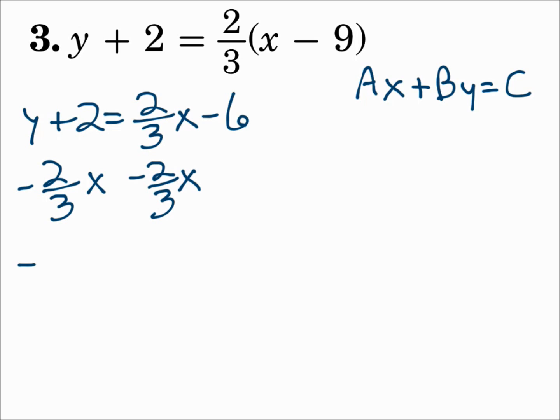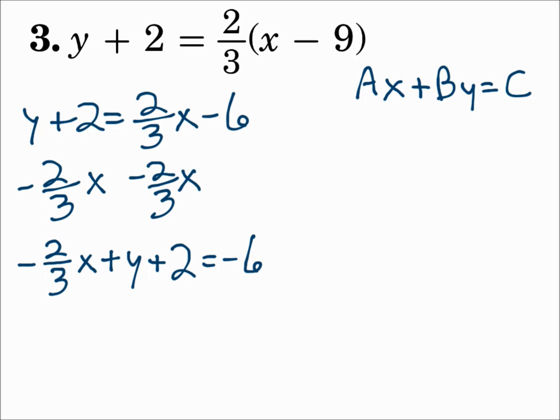Since the x's go first, we'll write -2/3 x first. Negative because they were being subtracted. Then plus y plus 2. The x's canceled on the right, leaving -6. That's a -6 because it was a -6 before.